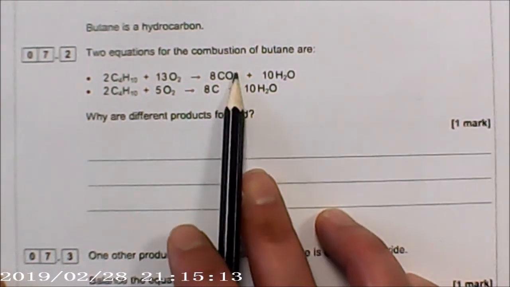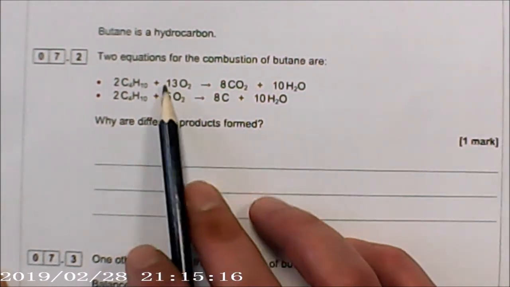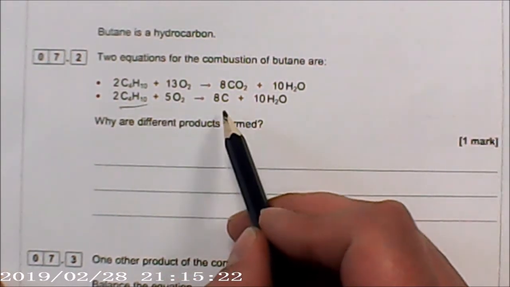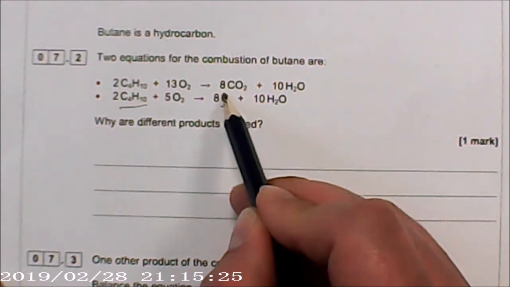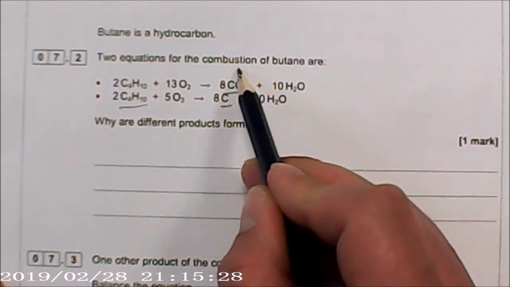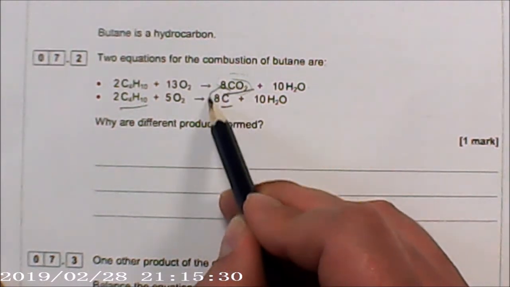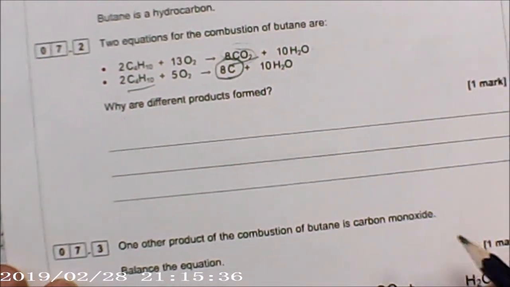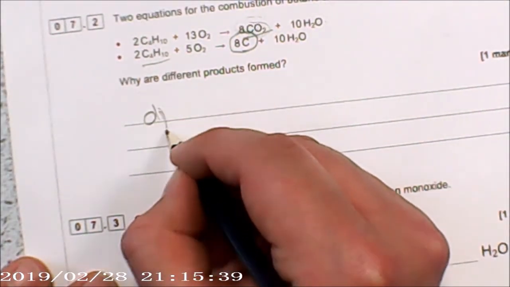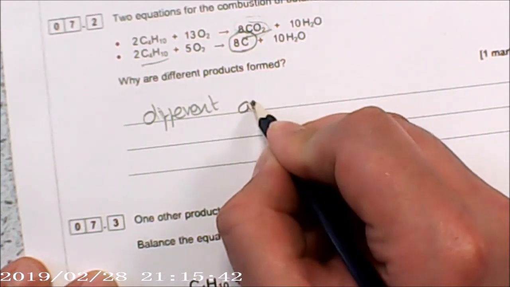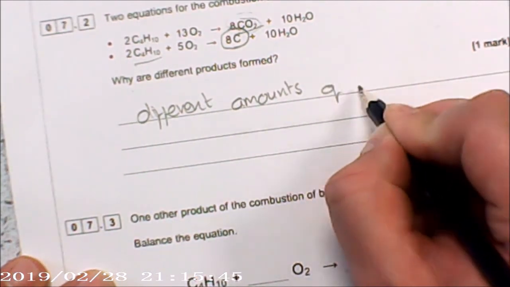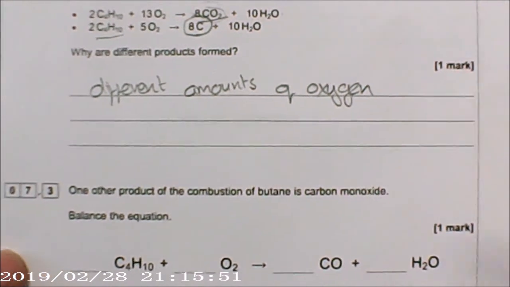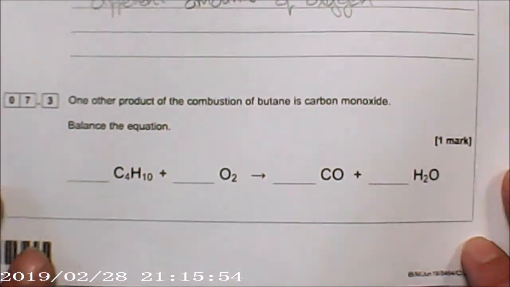It's giving you the information here. So what is the difference between these 2 equations? You've got the same fuel coming in. We've got some carbon on the bottom one, whereas it's carbon dioxide on the top one. So that is complete combustion, and that is incomplete combustion. So why are the different products formed? We need to say about different amounts of oxygen. If you've said that the top one is complete combustion and the bottom one is incomplete, that also would get you that mark.